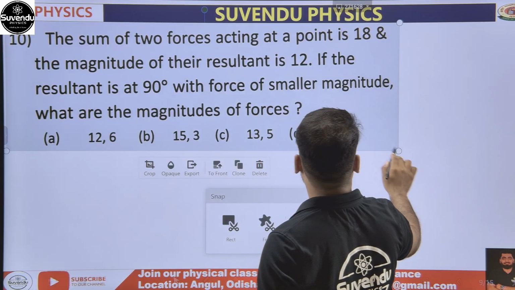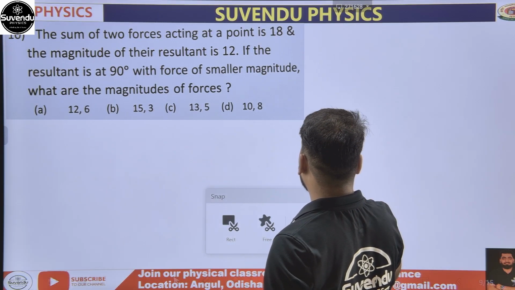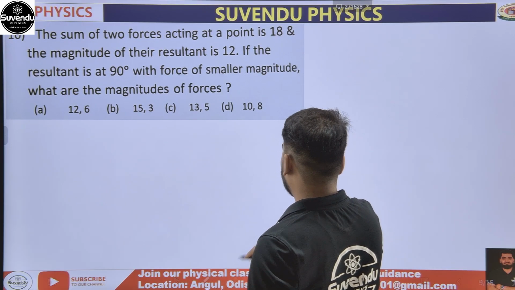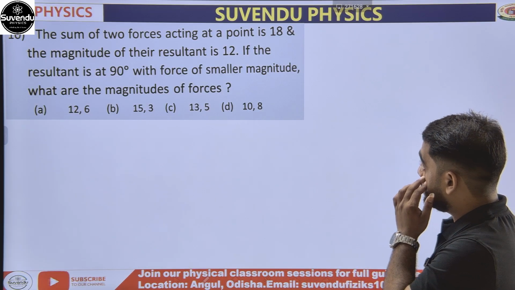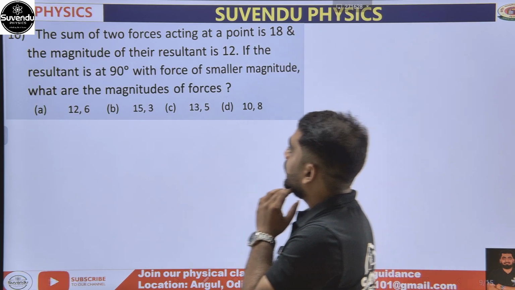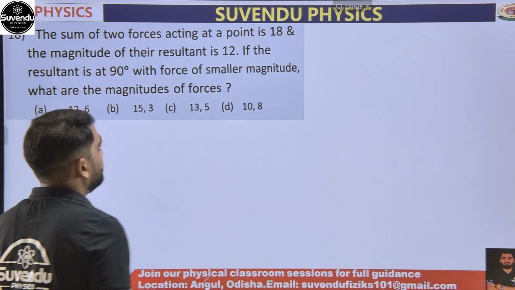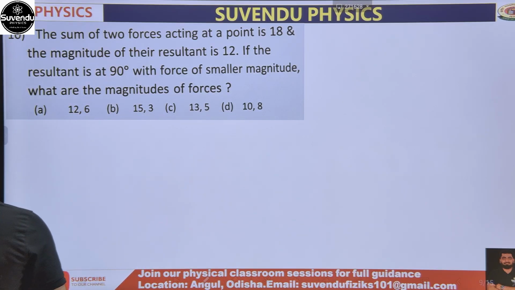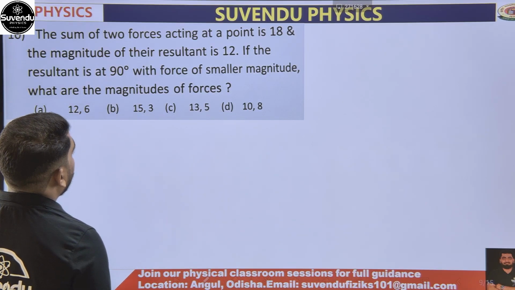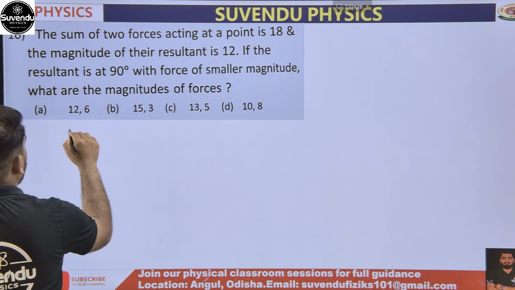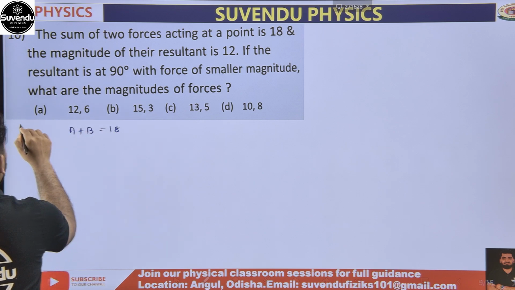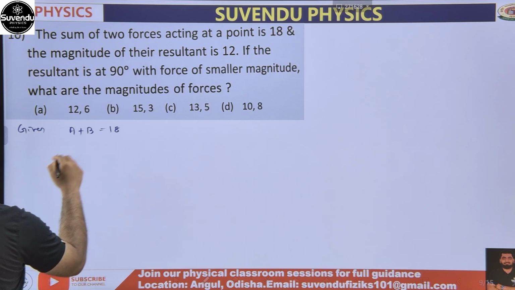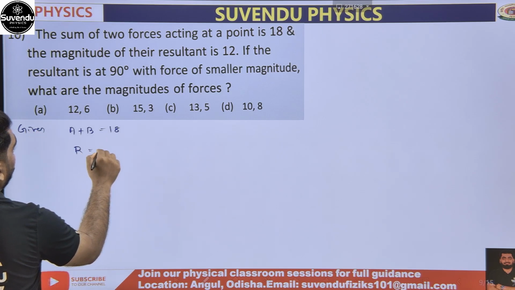Read the question properly. The sum of two forces acting at a point is 18 and the magnitude of the resultant is 12. So 18 means two forces, let them be A and B. So given A plus B is equal to 18. So this is the given data, and the magnitude of the resultant is 12.